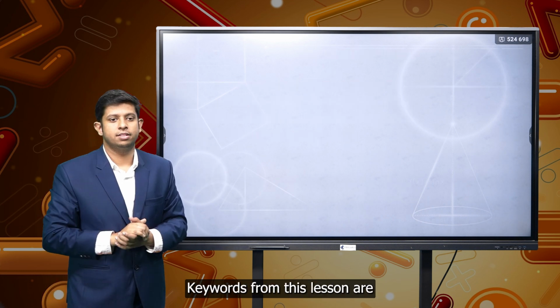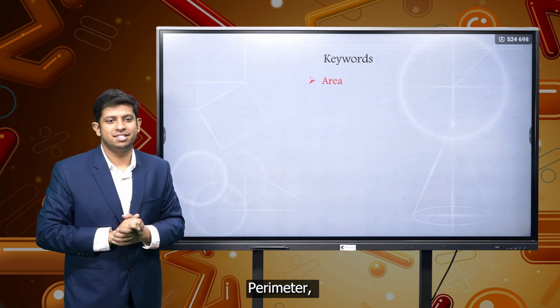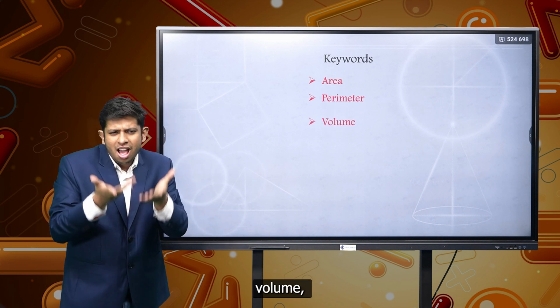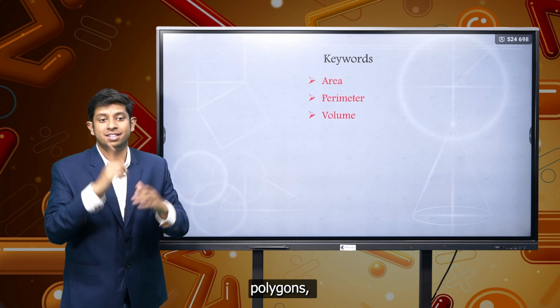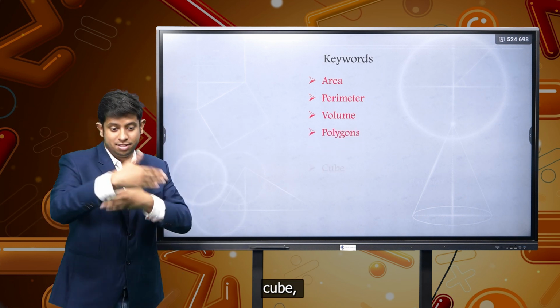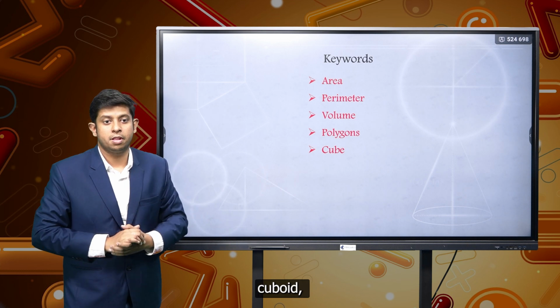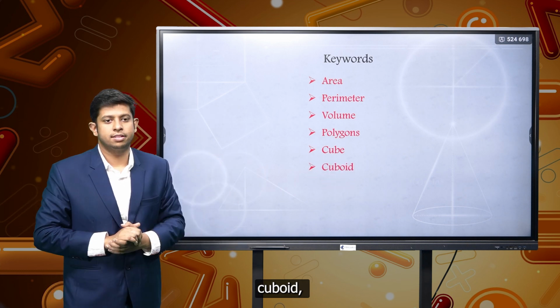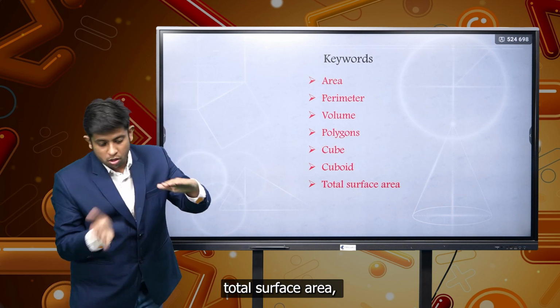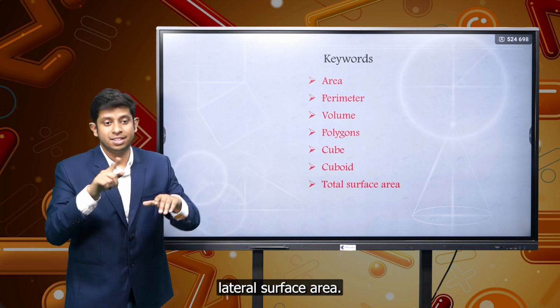Keywords from this lesson are area, perimeter, volume, polygons, cube, cuboid, total surface area, lateral surface area.